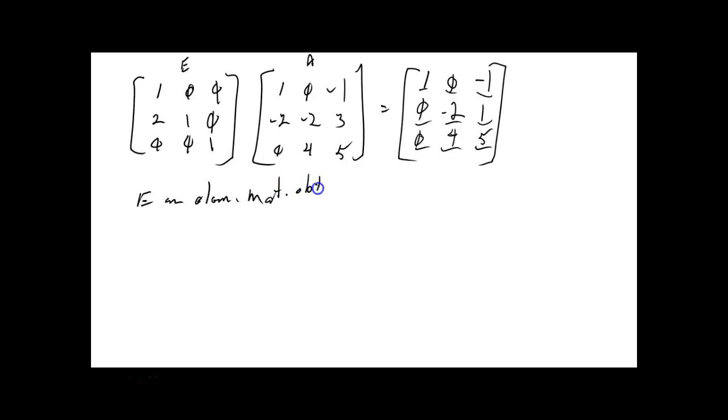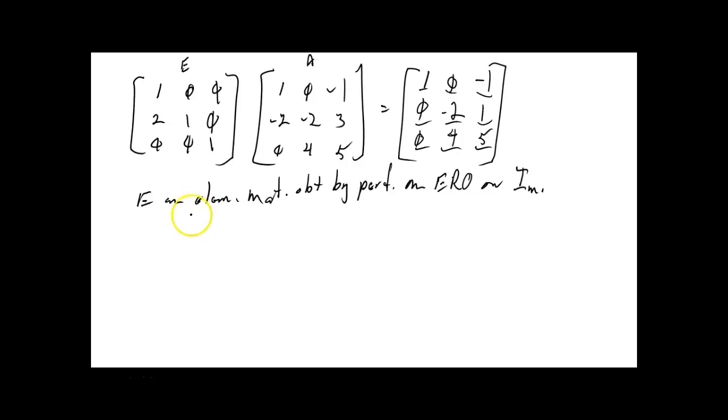Obtained by performing an elementary row operation, just one, an ERO, on some I of the proper size. We'll call it I sub M now. I don't know why they changed from M. Now, that's your elementary matrix.